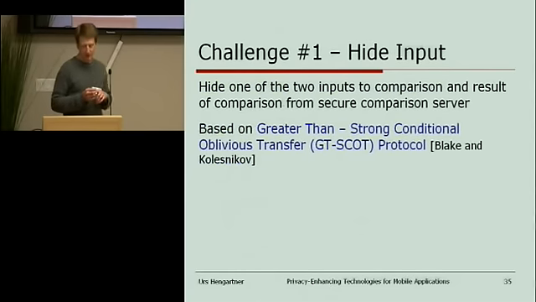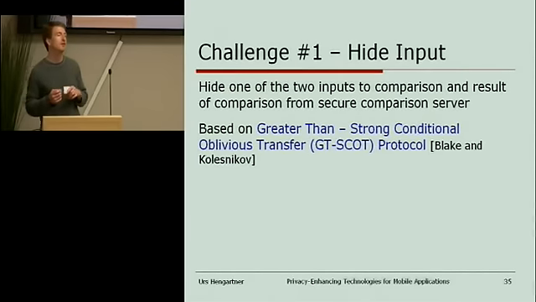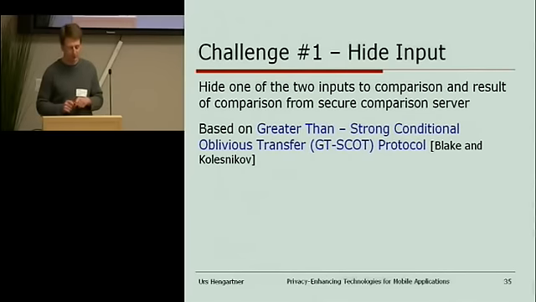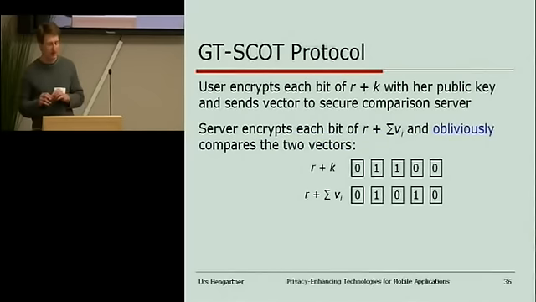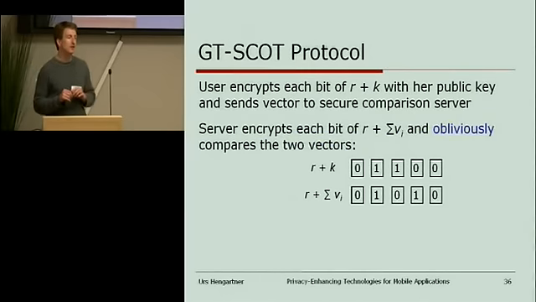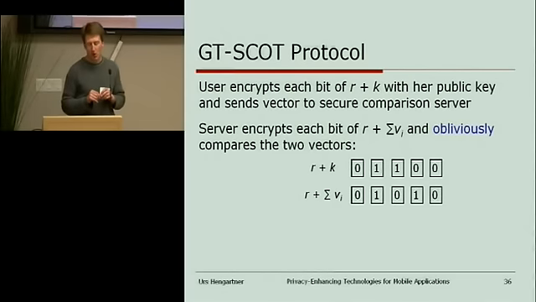So let's outline the solutions for the various challenges. The first challenge, remember, is where we want to perform the comparison executed by the secure comparison server and the user, such that neither of the two parties learns both input values. Each party should learn only one of the input values. And so we use an existing protocol, the GT-SCOT protocol, or greater-than strong conditional oblivious transfer protocol. I'm not going to give you the details of the protocol. I'm just giving you a high-level survey of how the protocol works.